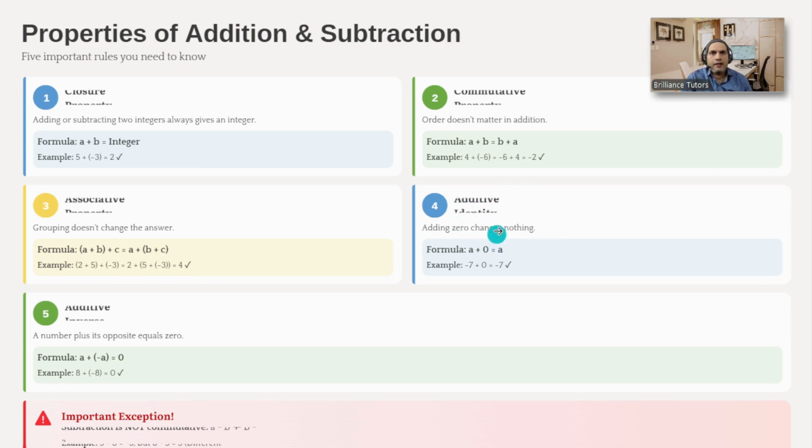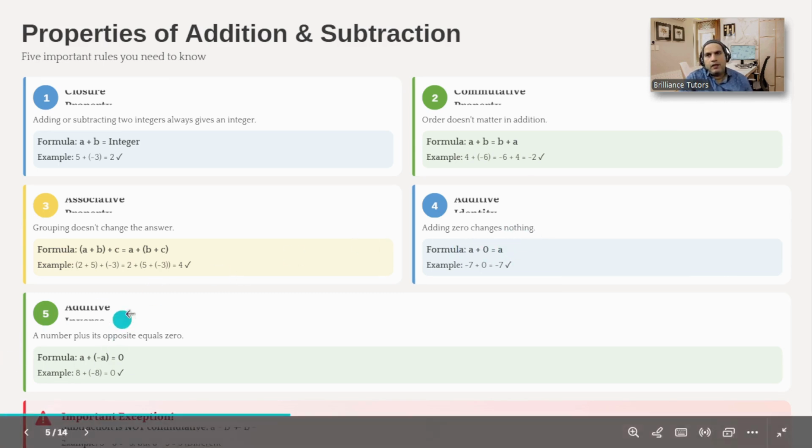And here additive identity: adding 0 does not change anything. So any integer number when you add 0 gets the same result. So it's the additive identity. Additive inverse: a number plus its opposite equals 0. A number when you add its opposite sign is always 0. Like 8 plus minus 8, that will get 0. It's the additive inverse.